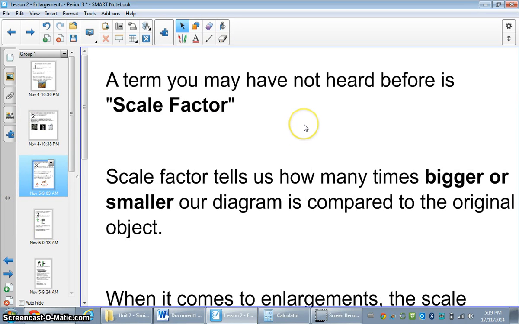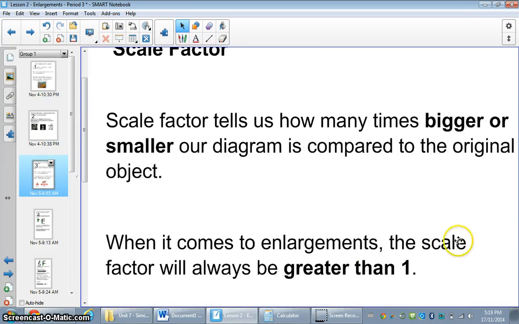A term you may have not heard before is called scale factor. Scale factor tells us how many times bigger or smaller our diagram is compared to the original object. So today we're just talking about things that are bigger. When it comes to enlargements, the scale factor will always be greater than 1.